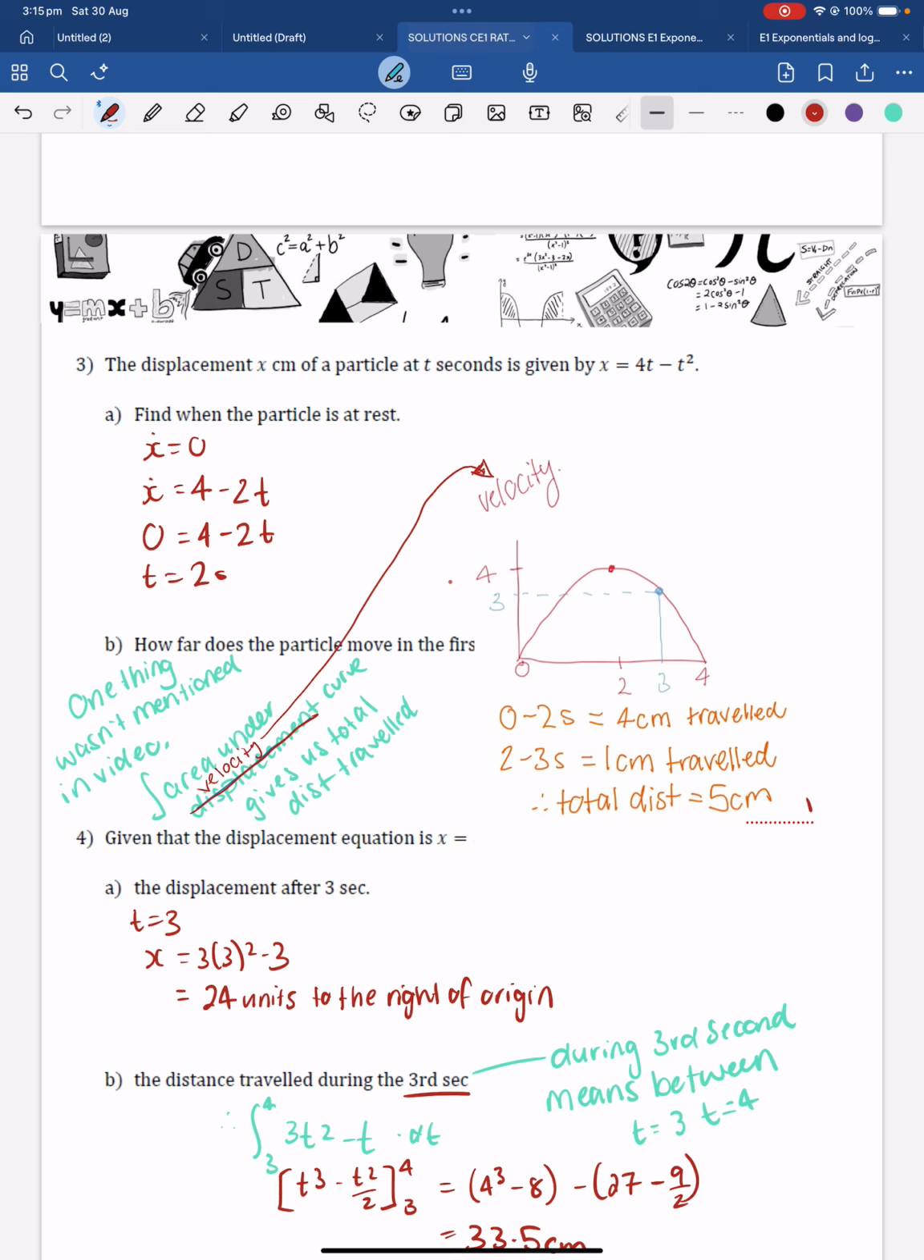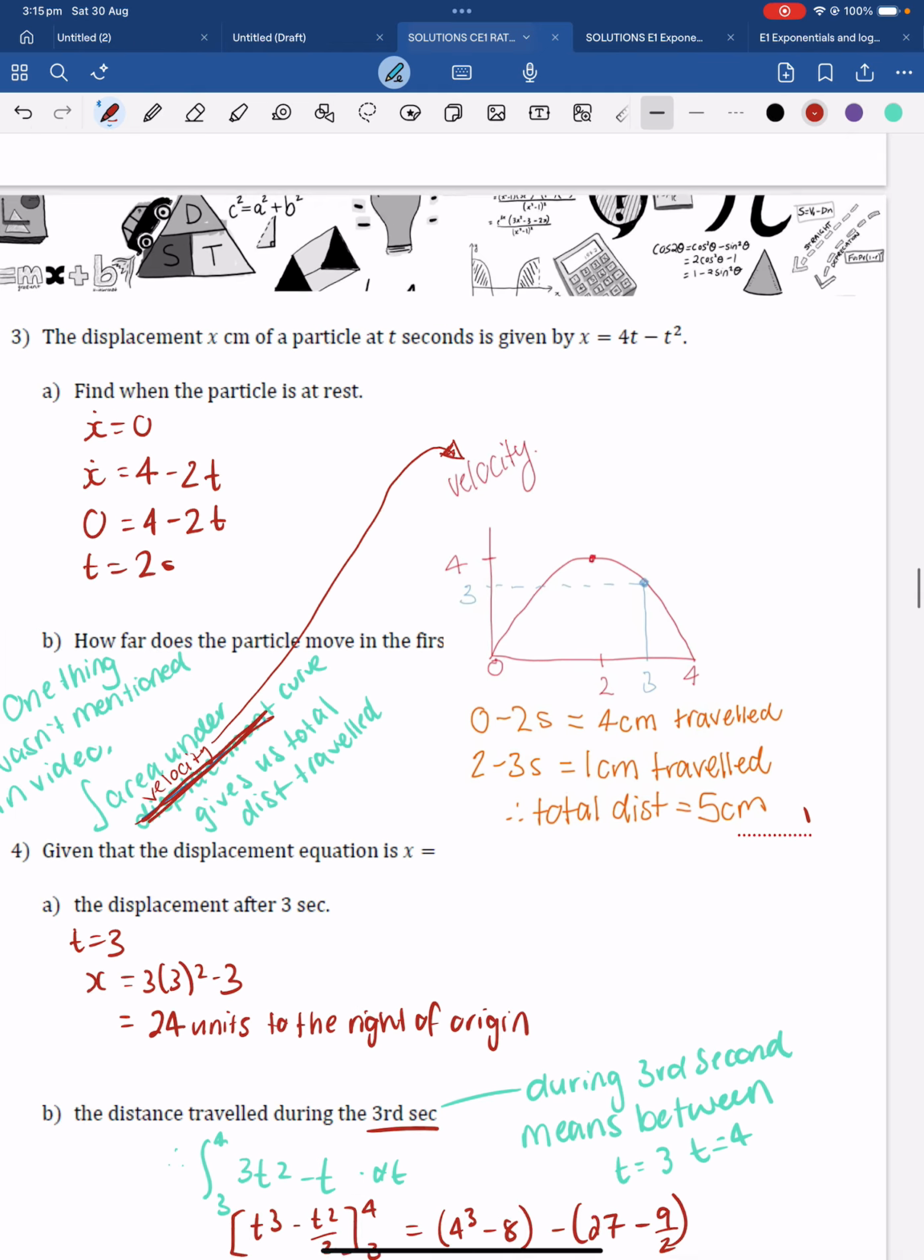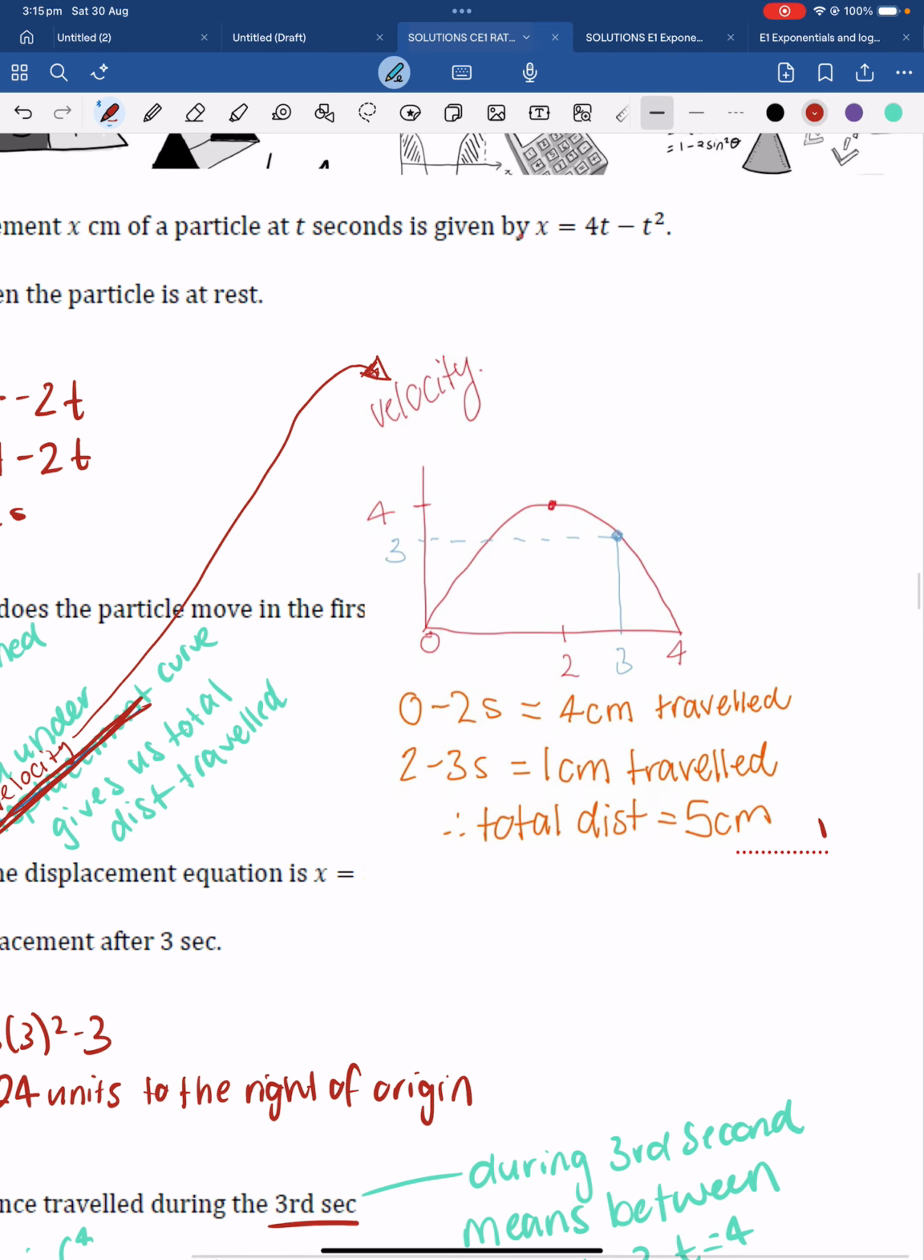The area under the curve definitely works, but that's when we're looking at the velocity graph. Okay, so the area under the velocity graph will give us the total distance traveled. If I look at this question again though, they gave me the displacement graph. So it's a nice one to be able to just sketch.